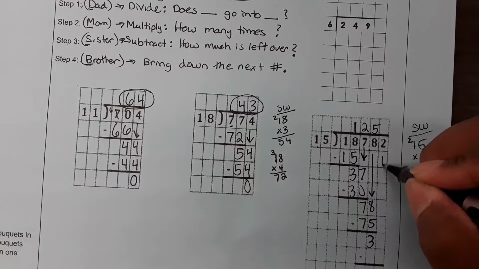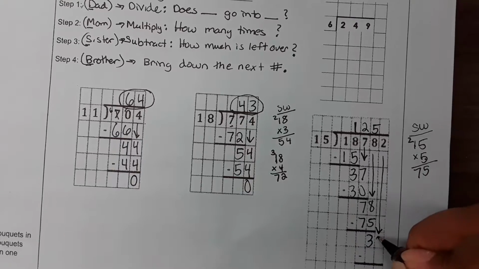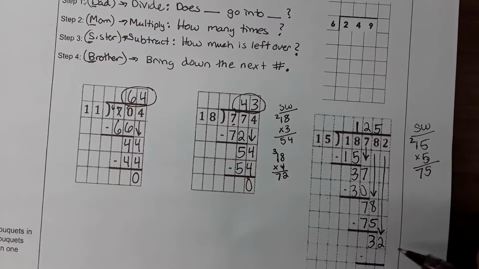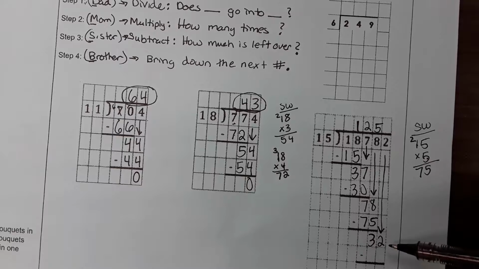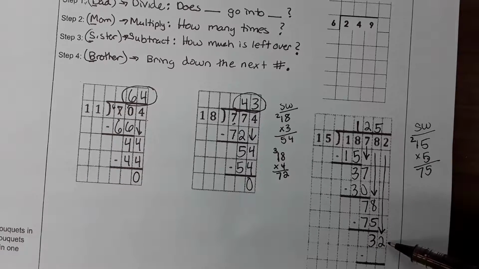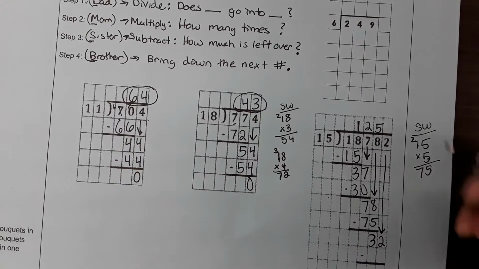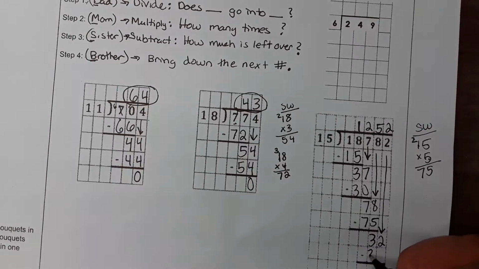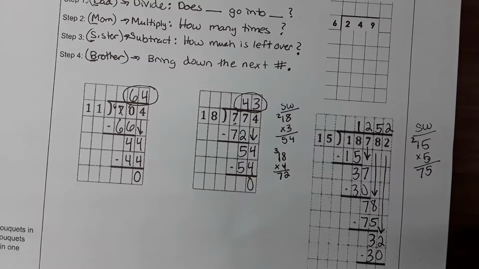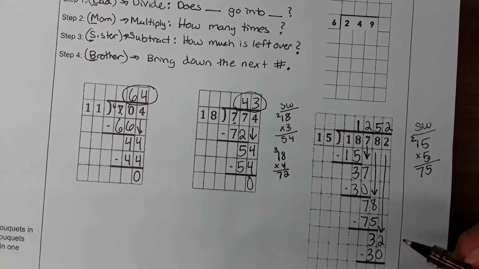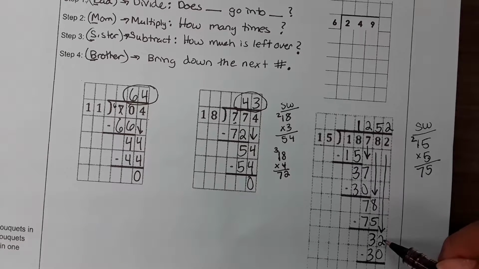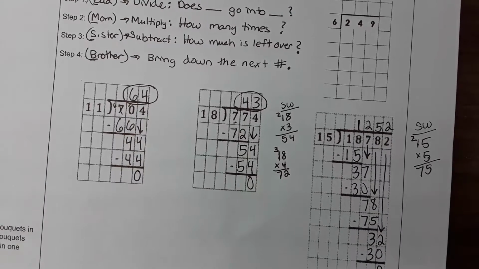And then all I do is bring down my 2. And now I'm at 32. Does 15 go into 32? Yes, it does, because 32 is bigger. How many times, says Mom? Well, 15 times 2 is 30, and that's as close as we can get without going over. So excellent. Sister says it's her turn now. We subtract. 2 minus 0 is 2, and that's 0 because it's 3 minus 3 is 0. So from there, I have a 2.